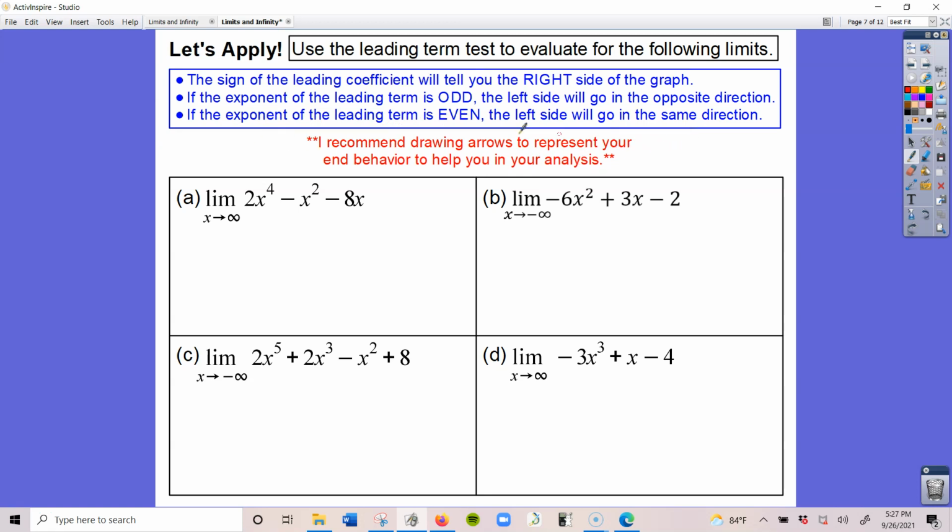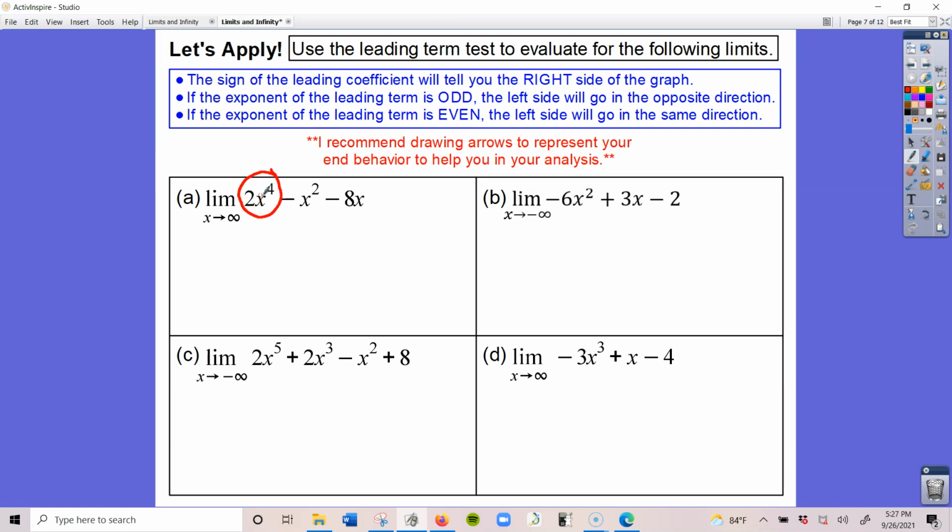Now what I do and what I recommend you do is to draw arrows to represent your end behavior to help you in your analysis. So if I look here, we have 2x to the fourth minus x squared minus 8x. My leading term is the one that has the highest exponent, which is typically written in the front of the polynomial if it's written in standard form. However, you always want to scan the polynomial in case the order is mixed. So this is my leading term.